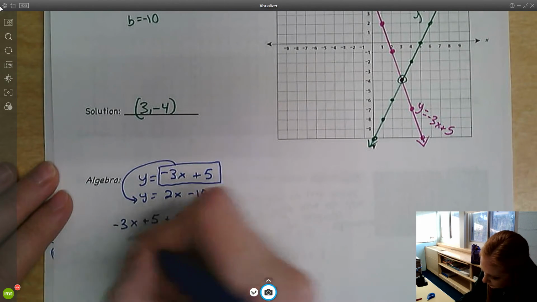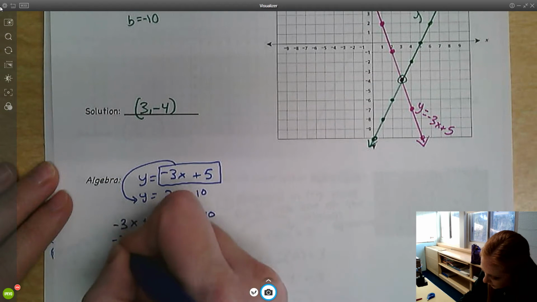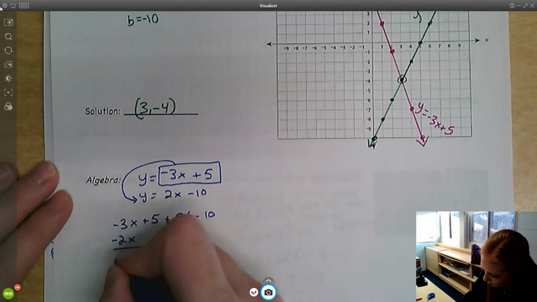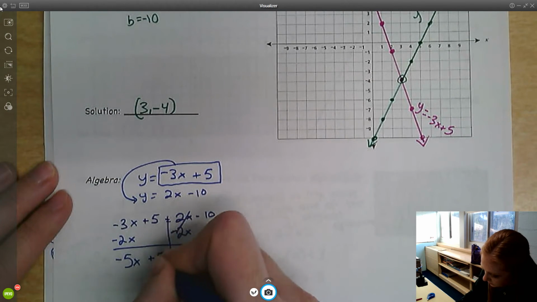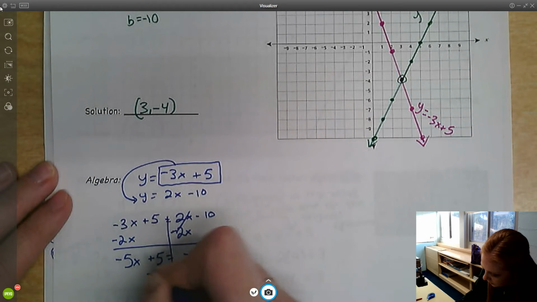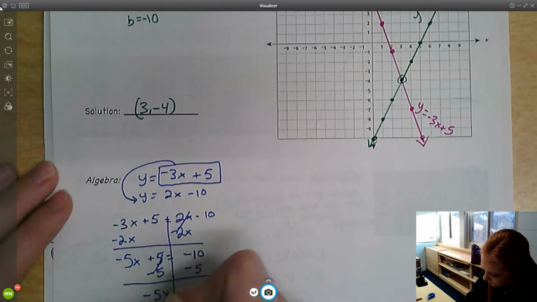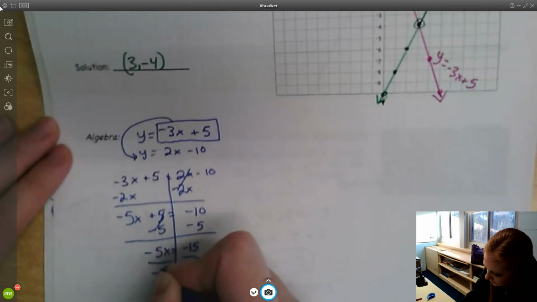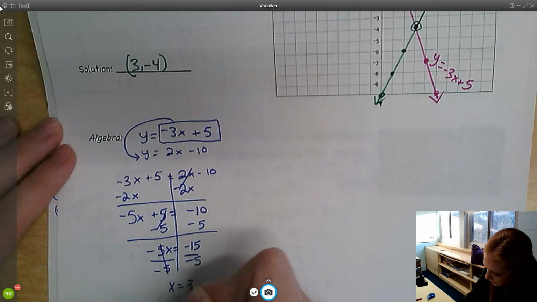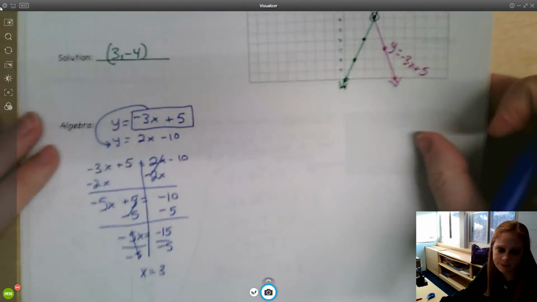I'm going to solve for x by subtracting 2x on both sides. Get all my x's here on the left. Move all my constants to the right. Divide both sides by -5. And I'll end up with x equals 3.